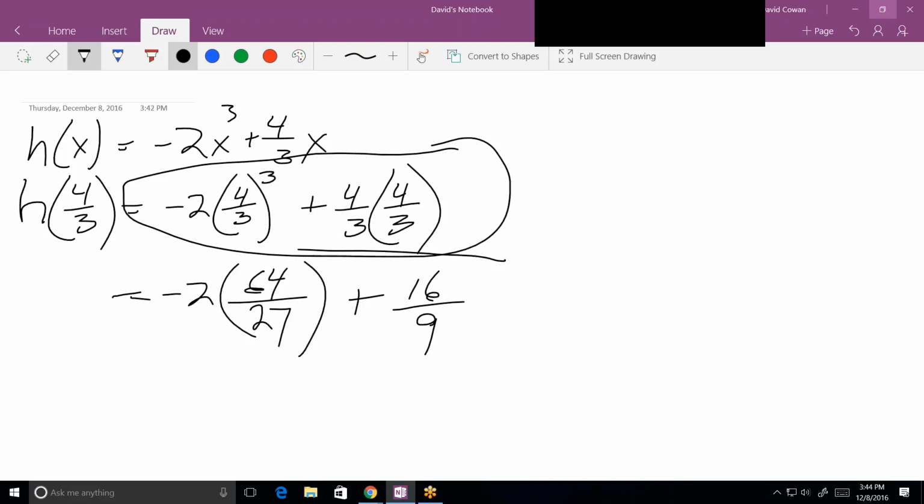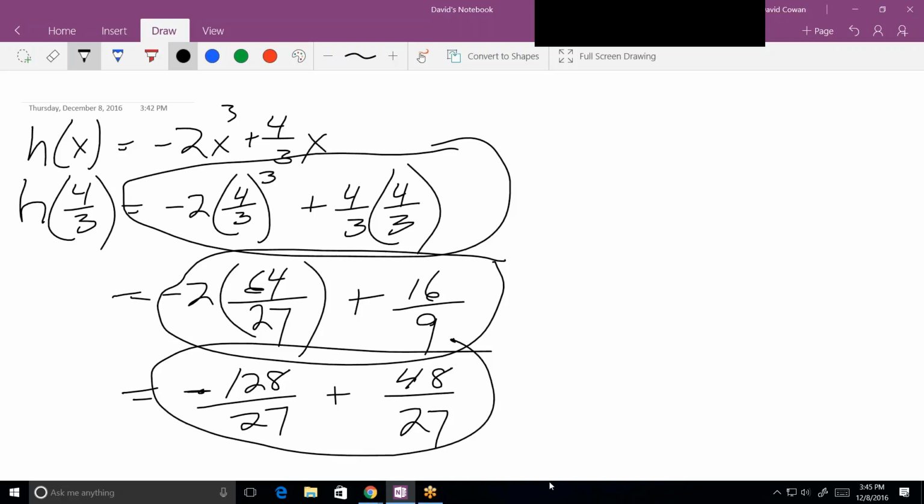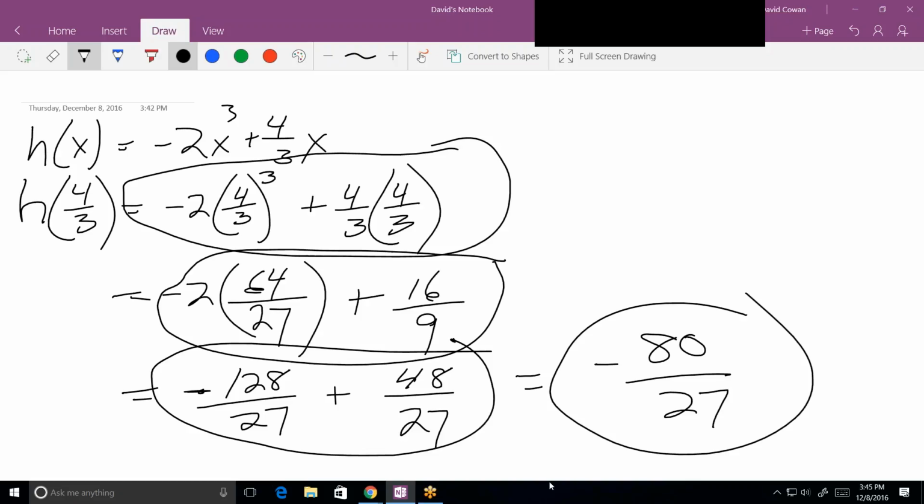Now, to add those two fractions together, let's multiply the minus 2 first. So I got minus 128/27. If I turn this into 27ths, it becomes 48/27. In other words, if I multiply top and bottom by 3, now I can combine those two fractions, and I have minus 80 divided by 27, and I don't think I can reduce that any. That's the answer.